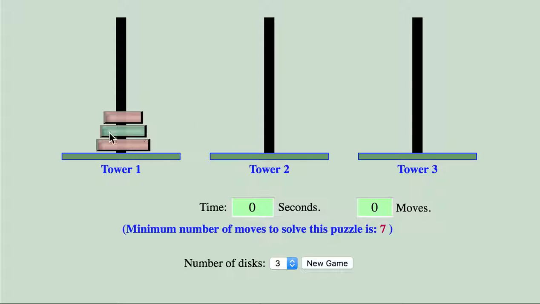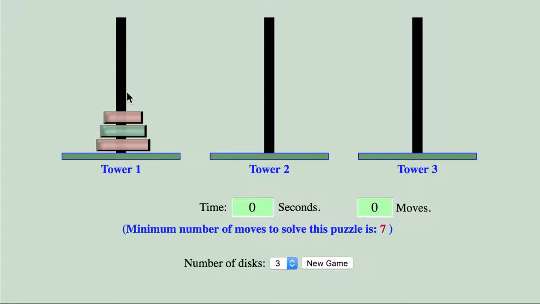The rules of this game: I want to move these three discs from Tower 1 to Tower 3 using Tower 2. That's the goal. But if I want to move the bottom disc from Tower 1 to Tower 3, then I have to move the remaining discs on top of the bottom disc to Tower 2. Then only I can move the bottom disc from Tower 1 to Tower 3.